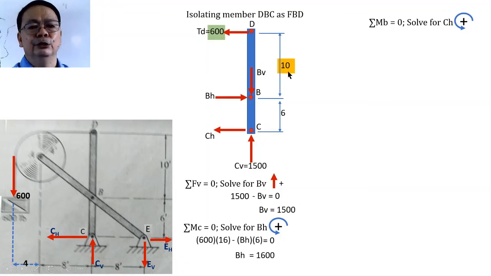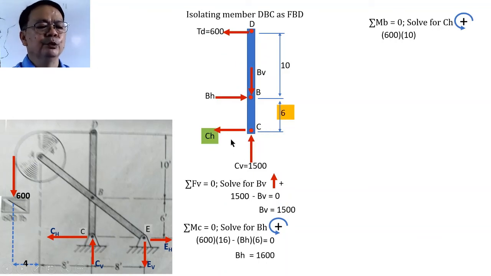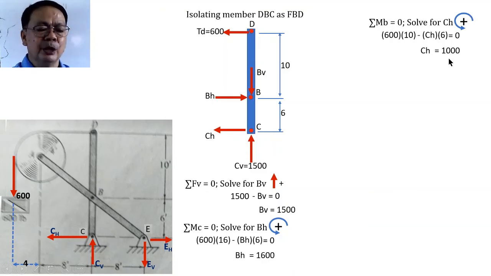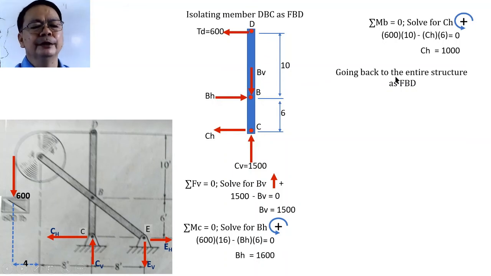What would appear only is the moment due to the 600, whose moment shall be the product of this and this 10 kilonewton, and it will be producing a counterclockwise moment, therefore positive, so we have here 600 multiplied by 10. And the other one shall be the moment due to C sub H, whose moment arm is 6, and it will be producing a clockwise moment about B, and therefore it is negative: C sub H multiplied by 6, and all of this must be equal to 0. So when we simplify this, we can solve for C sub H to be equal to 1,000 pounds.